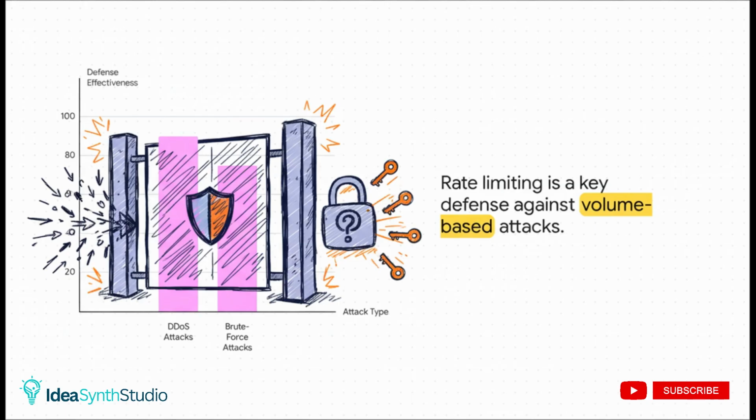Rate limiting is a primary defense against two huge threats: DDoS attacks, where someone just floods you with traffic to shut you down, and brute force attacks, where they try to guess a password thousands of times a second. This one gatekeeper helps shut them both down.